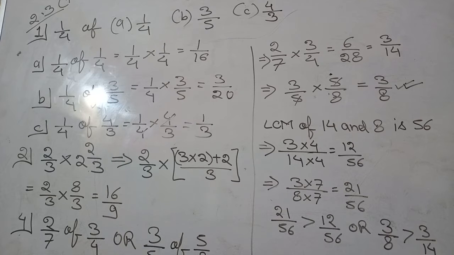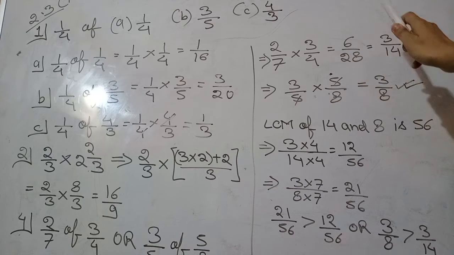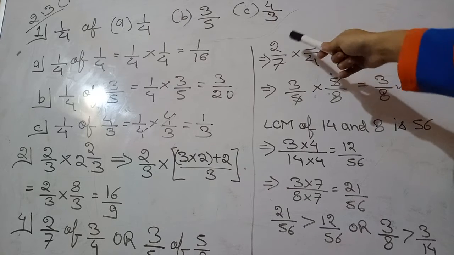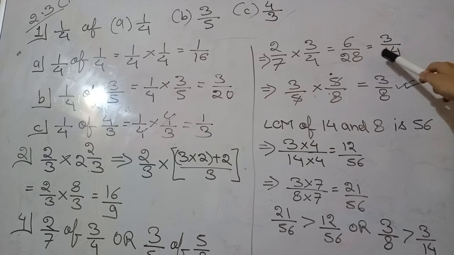Which one is greater? 2 by 7 of 3 by 4 or 3 by 5 of 5 by 8? This is again a question, and "of" is also written here. Means when we eliminate "of", we will write the multiplication sign. Now see, 2 by 7 of 3 by 4 means we have to multiply the terms. 3 2s are 6 and 7 4s are 28. Both are divisible by 2, so 2 3s are 6, 2 14s are 28.